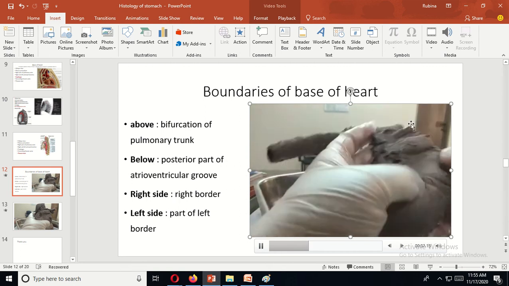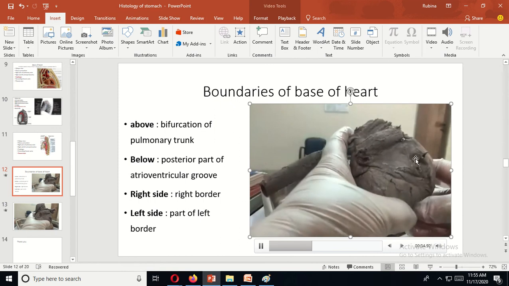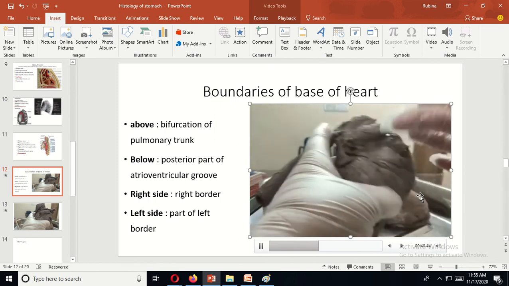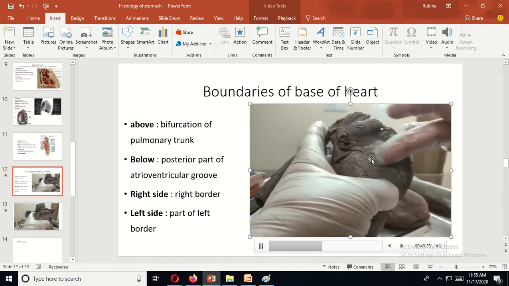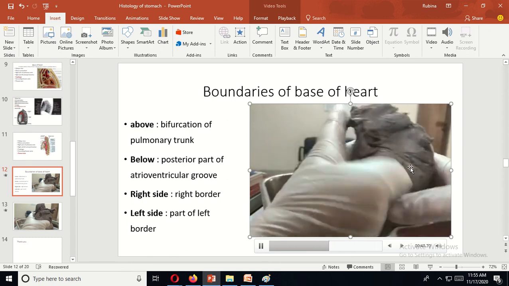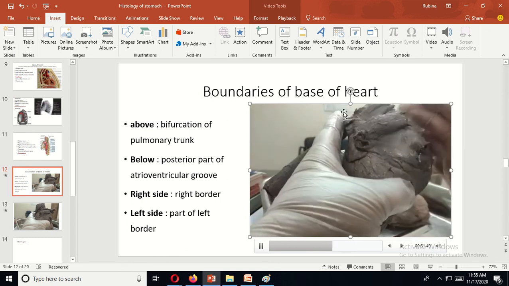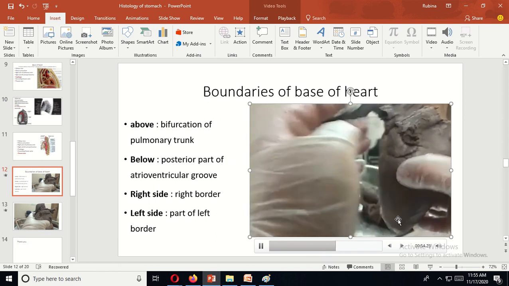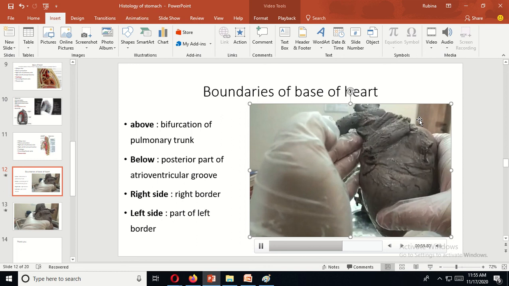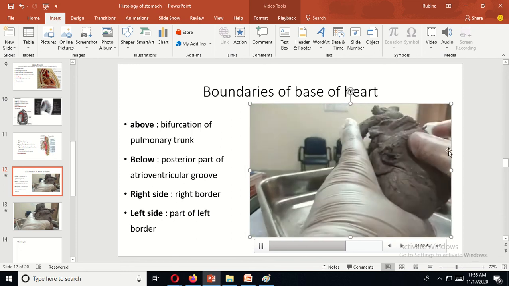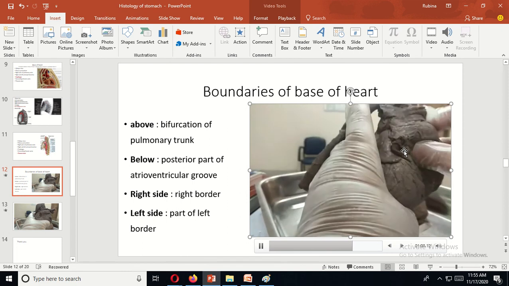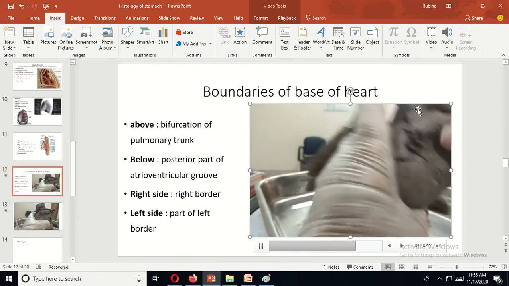So this is the upper boundary of the base of the heart, and this is the atrioventricular groove or coronary sulcus. So this is the posterior part of the atrioventricular groove. So this is the lower boundary of the base of the heart, and on the left side, this is the left border. So part of the left border is from the base of the heart, and here the right border is from the right side of the base of the heart, and this is the location of the oblique sinus and fibrous pericardium.